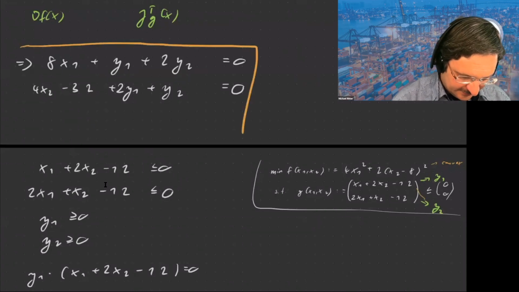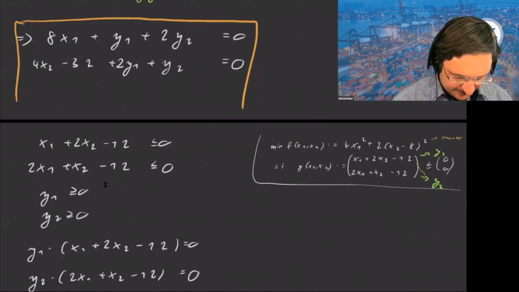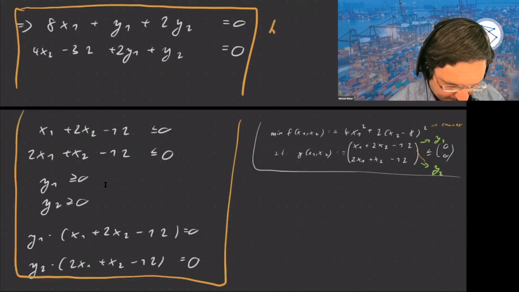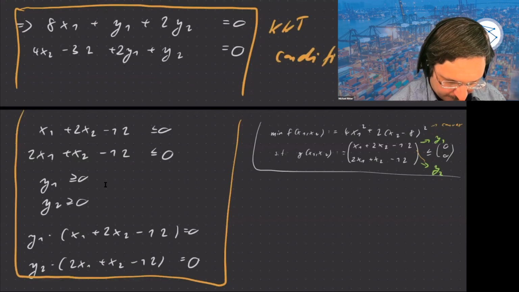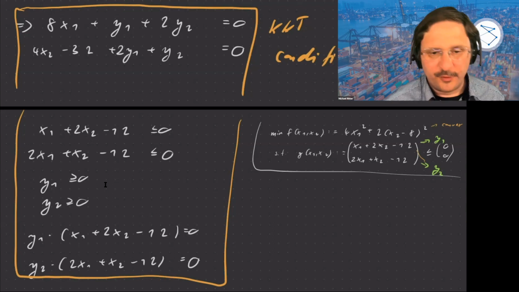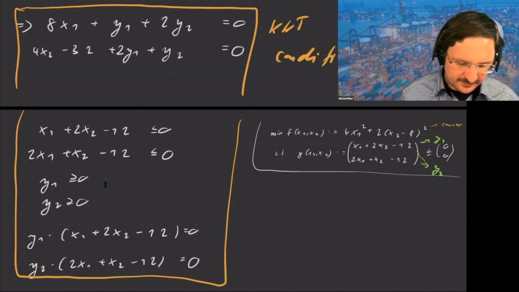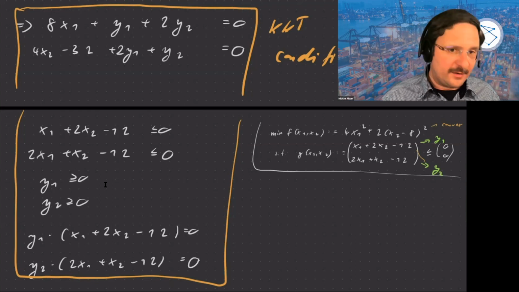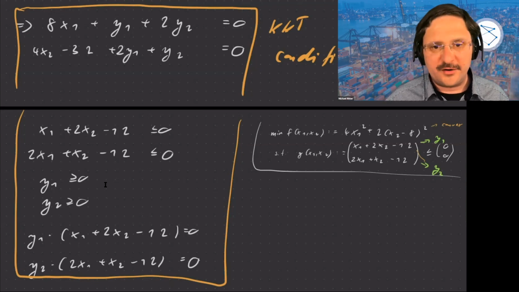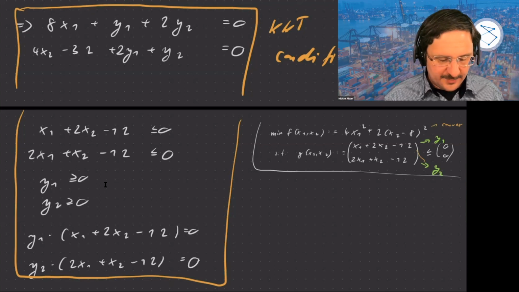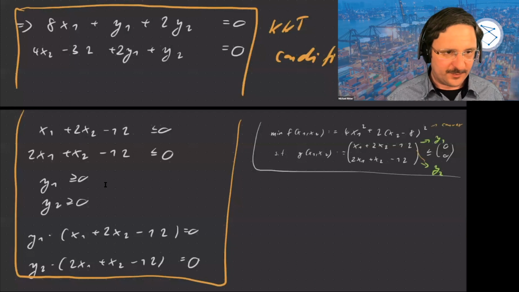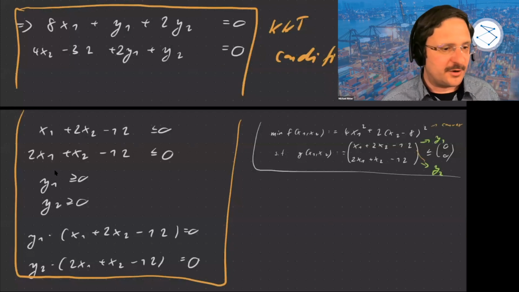Start here and end here. Okay, and as we stated before, any solution to that set of equations and inequalities is a KKT point, and due to convexity and due to the Slater condition being satisfied, any KKT point will be an optimal solution of our problem. So this concludes part B.